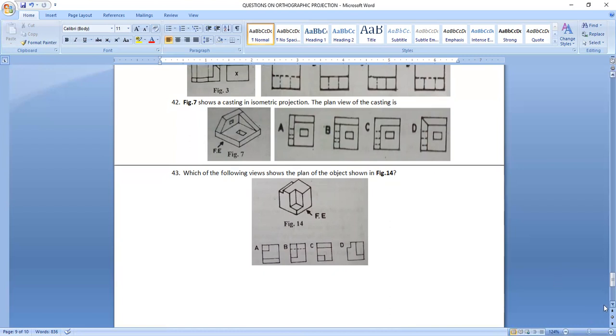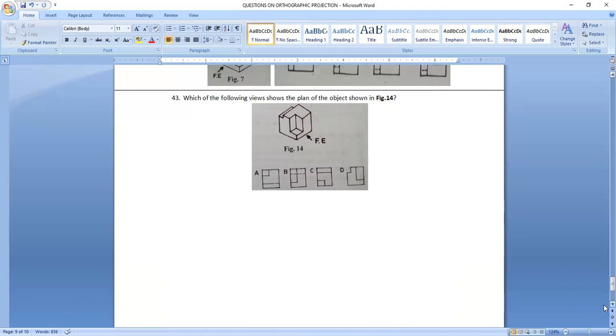Then we come to question 43, which says, which of the following views shows the plan of the object shown in figure 14? The answer to this question is option C. So this square that we have here, this is it. And then this shape that goes like this, here we have it, and there's a rectangle here, which is drawn here. So option C is the answer to question 43.